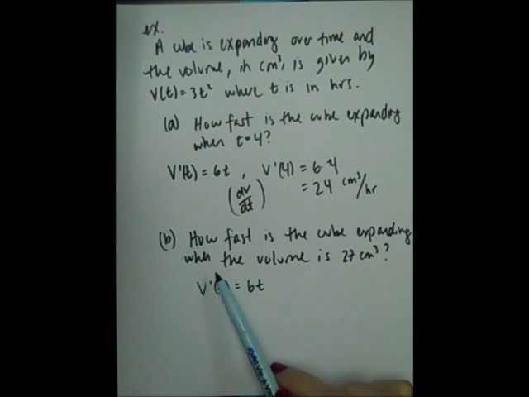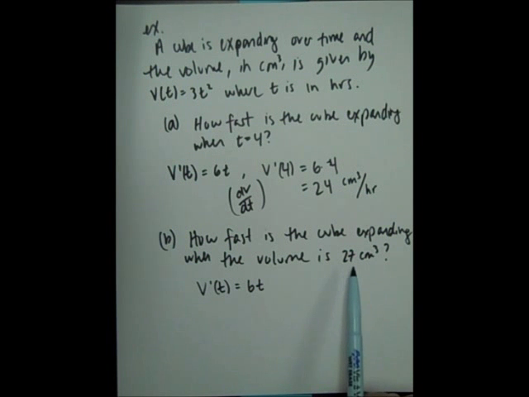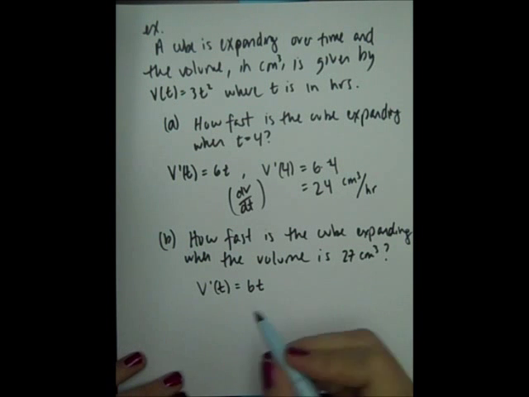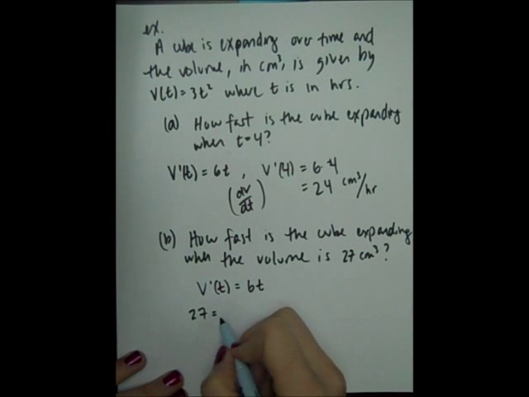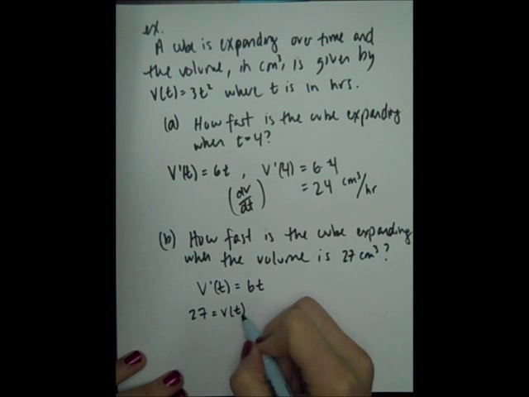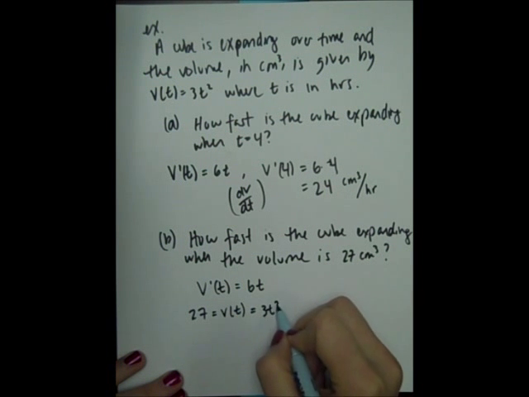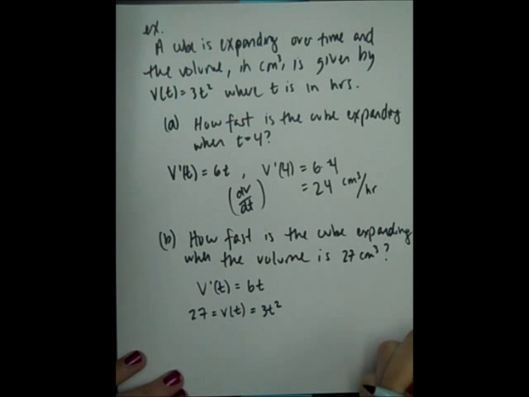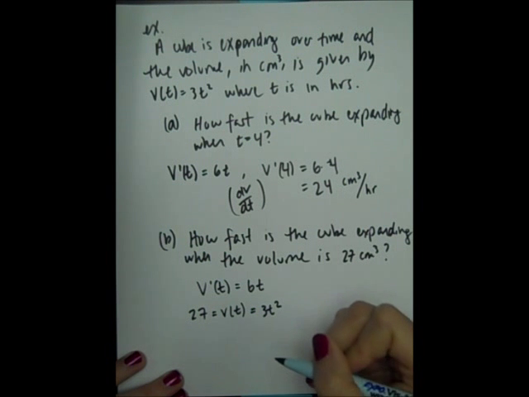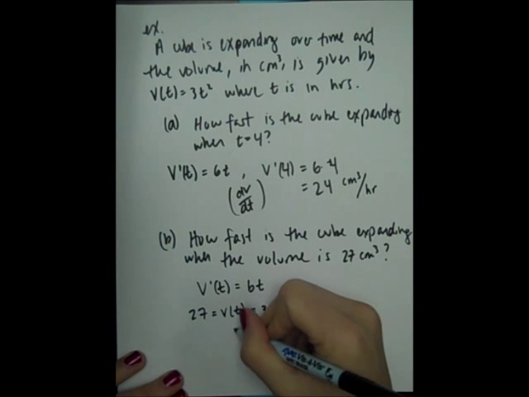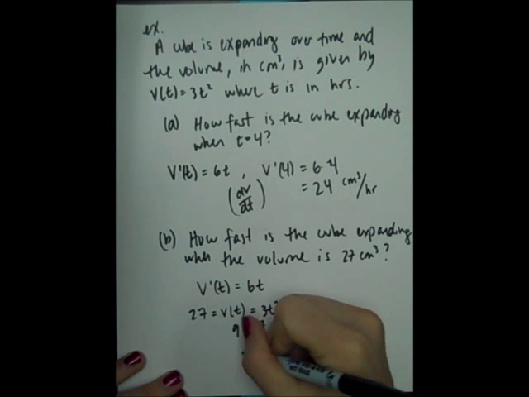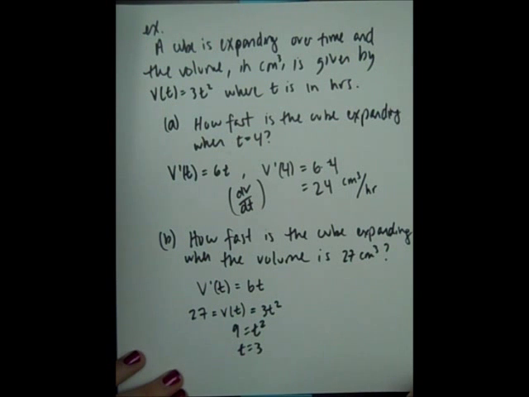The question says that the volume is 27 cubic centimeters, but I can't plug in 27 cubic centimeters. That's a volume. The derivative is given to us in terms of a time. So how do we figure out the time? We set 27 equal to V of t, which was 3t squared. Divide both sides by 3, I get 9 is t squared, so t is equal to 3.